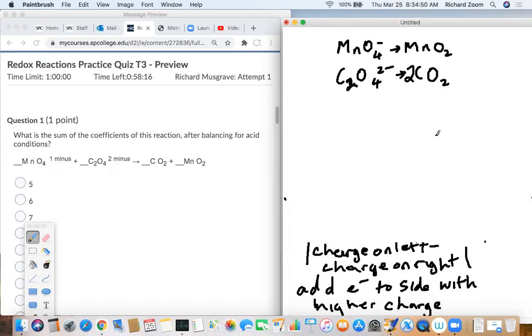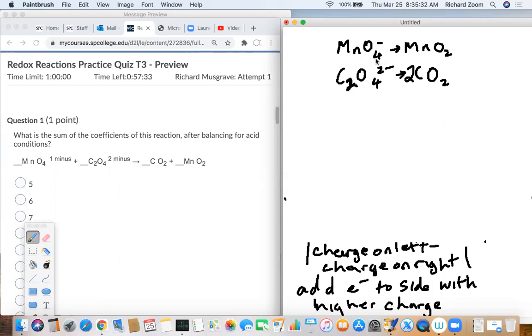Can anybody tell me how many waters I'm going to need to add, and which side they need to be on? Okay, so we need to balance the oxygens by adding water. This is for the top reaction. How many waters do I need to add? And which side do I need to go on? Let's have a look. Somebody put something in chat. Two waters on the right, Max? Yeah, that's right.